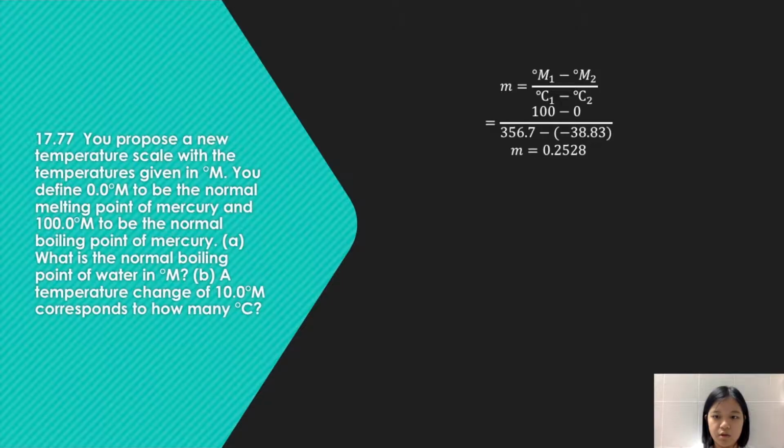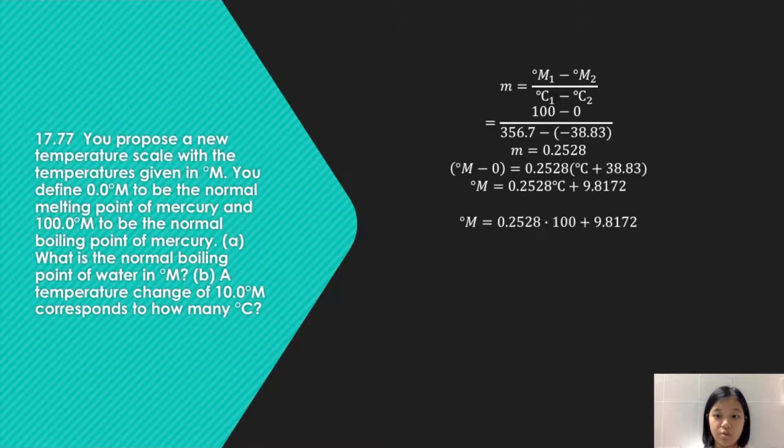And next we'll plug that in the point slope formula with a corresponding point, and we'll get the final formula to be degrees M equals 0.2528 degrees C plus 9.8172. And so we'll just plug in 100 to get the degrees M equivalent of the boiling point of water, and we'll get the degrees M equals 35.10 degrees M.